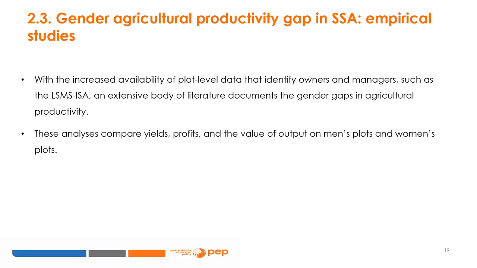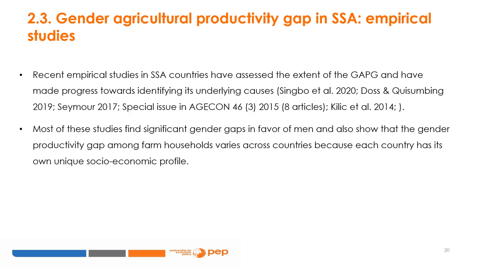With the increased availability of plot-level data that identify owners and managers, such as the LSMS-ISA, an extensive body of literature documents the gender gaps in agricultural productivity. These analyses compare yields, profits, and the value of output on men's plots and women's plots.